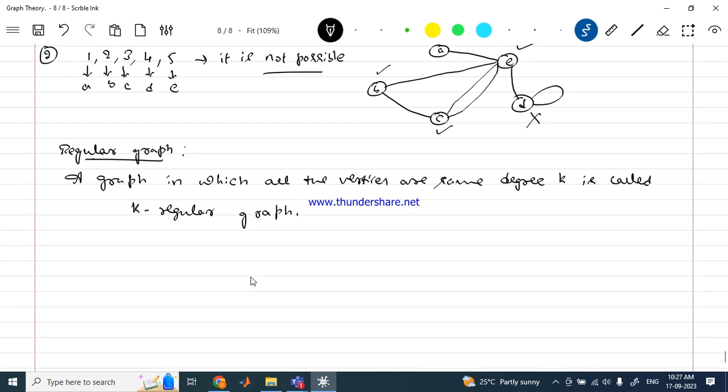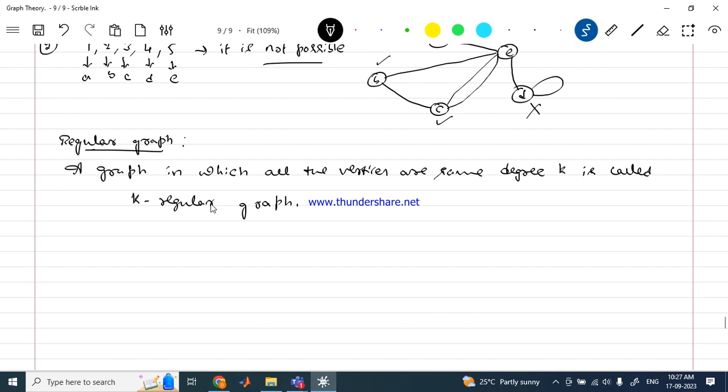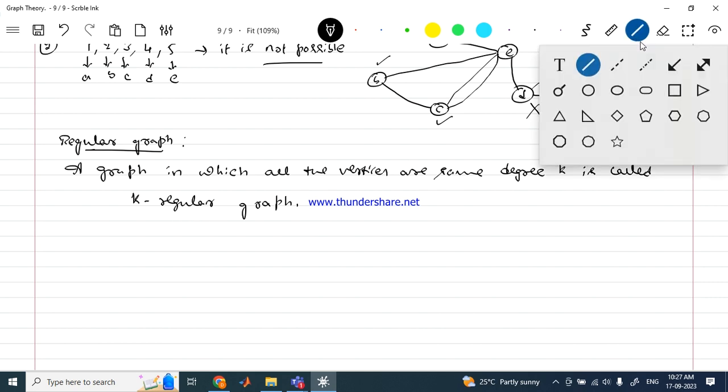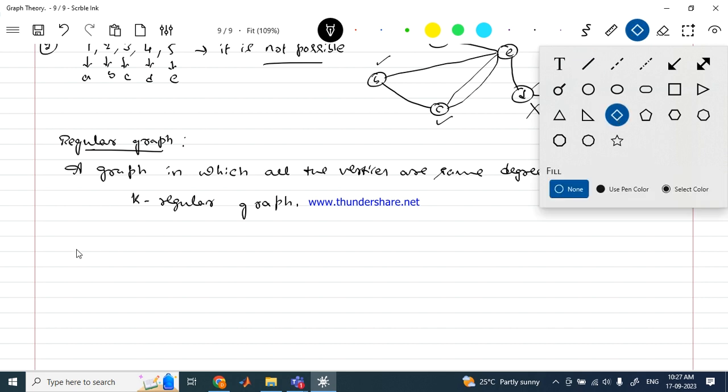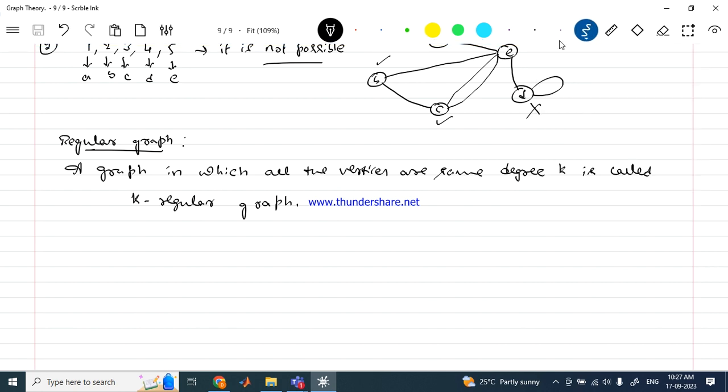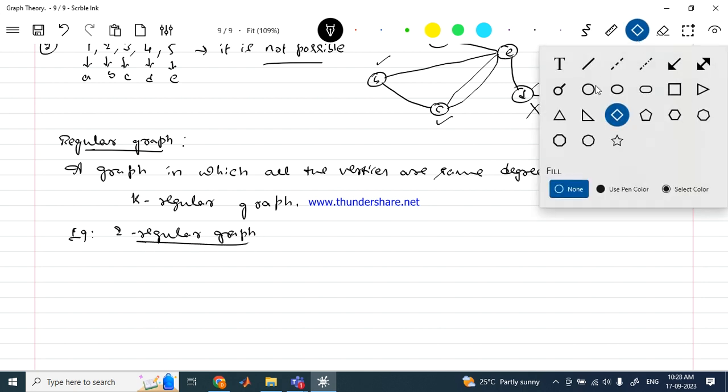And you should keep one thing in mind. When I say K regular graph, the graph is not something which is unique. So you can have that K regular graph in different shapes. For example, let me consider a few examples here. Examples of 2 regular graphs. 2 regular graph means degree of each vertex is 2.